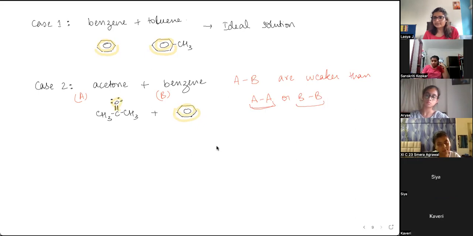Making sense? Arya, no? It's all like compare the attractive or repulsive forces in all these cases. Okay. ये वाला केस समझ में आ गया, like why this would be ideal?